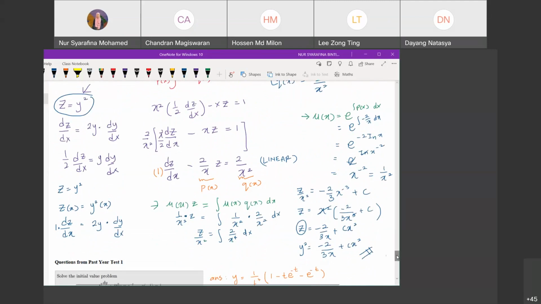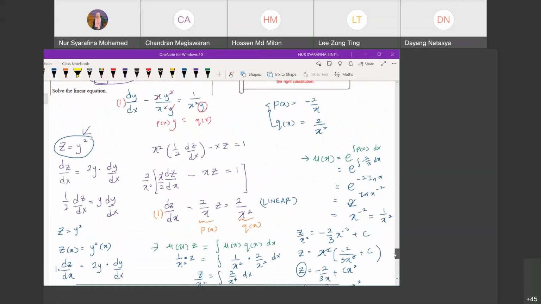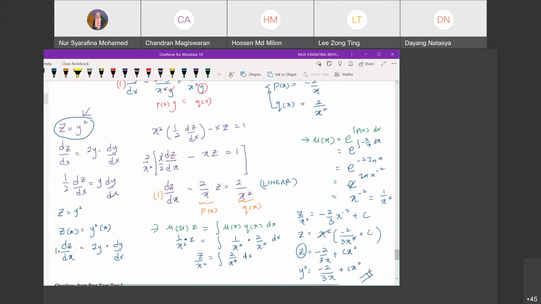From 1 to 10, where are you for these two types of differential equation? 6, 6, 7, 8. What about the rest of you? 6. Need to do more exercise, of course. I cannot show everything during the class session. You need to do it on your own. Okay, good.